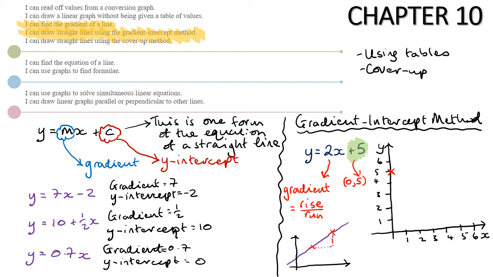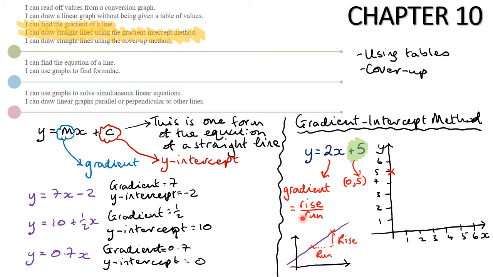Between those 2 numbers, I look at how much it goes up, which is the rise, and how much it goes across, which is the run. If I do how much it goes up divided by how much it goes across, that will give me the gradient. Lines which go up have a positive gradient, lines which go down have a negative gradient.